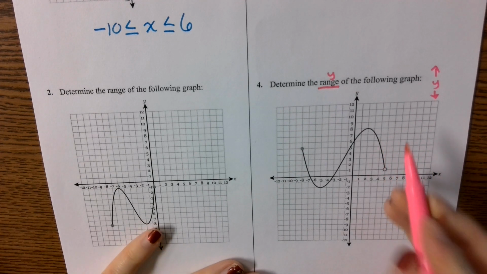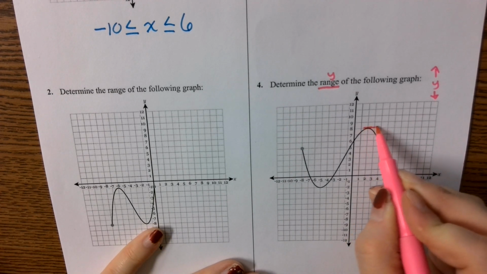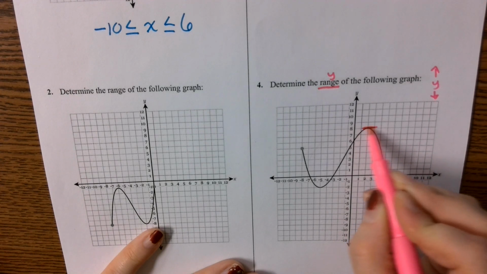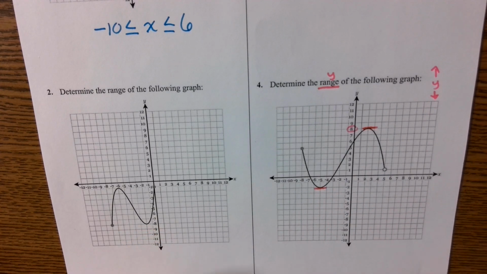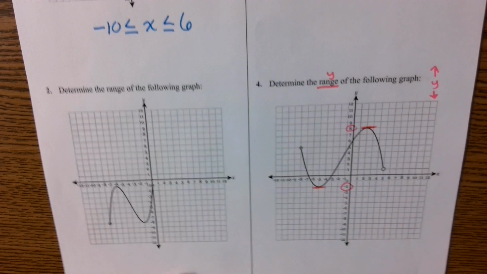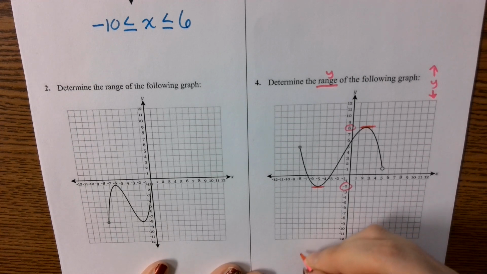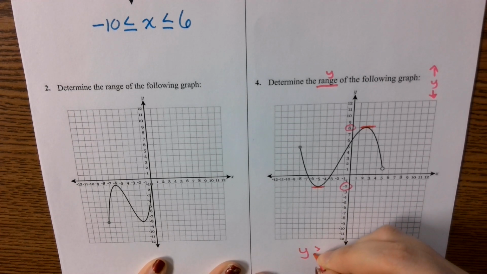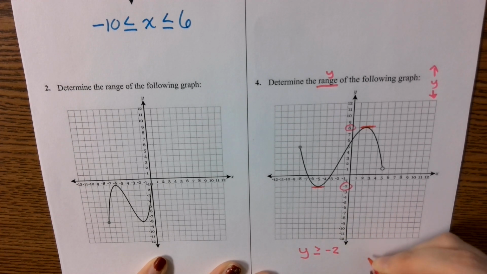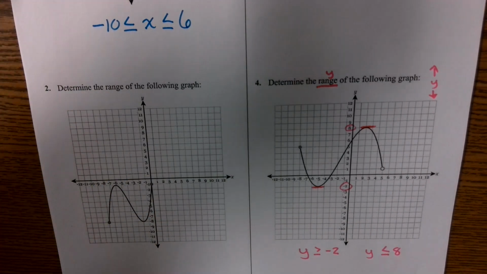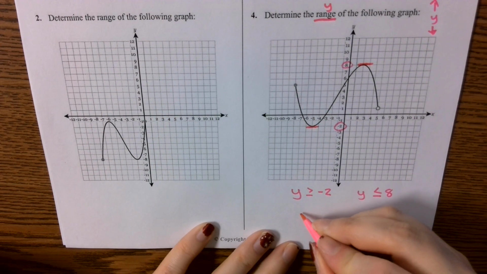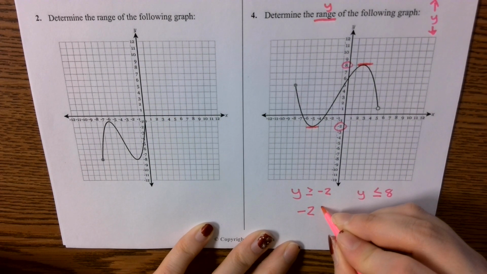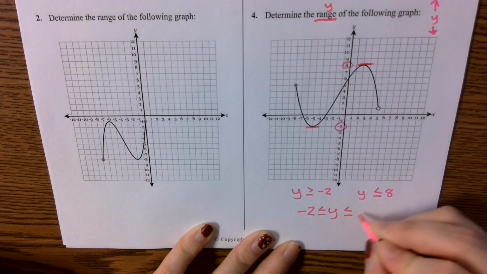But here our highest point is going to go to what value? 8. Our lowest point on the graph is going to go to what value? -2. Okay, so I know that y is going to have to be greater than or equal to -2, but it also is going to have to be less than or equal to a positive 8. So that means we can flip-flop this one. -2 is less than or equal to y, which is less than or equal to 8.